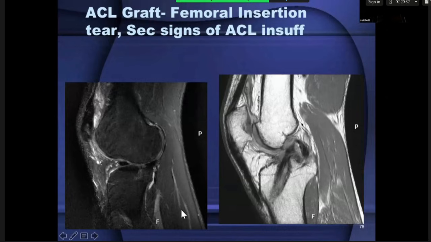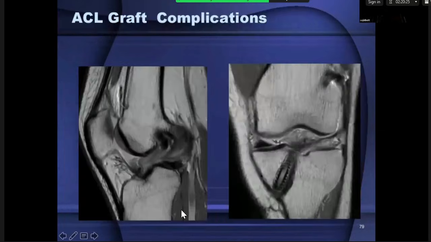If it's too far straight, then it will not be able to do its job properly and the graft reconstruction would be incompetent. You can get another important complication, and this again has been asked about in the exam, which is the presence of excessive fibrosis in the anterior intercondylar notch.